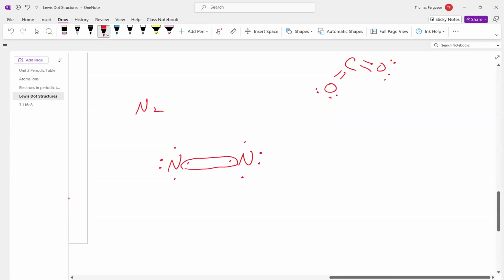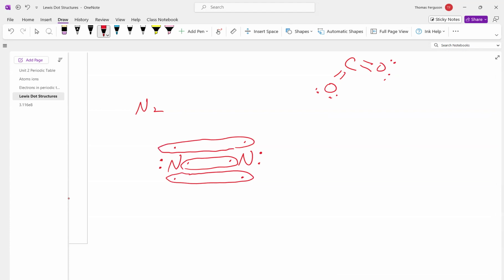Okay, do we have any leftover singletons? Yes, we do. We have 2 sets. No more singletons left. So let's count. Each nitrogen now, it's got the lone pair. That's 2, 4, 6, 8. So nitrogen has a full shell and stability.